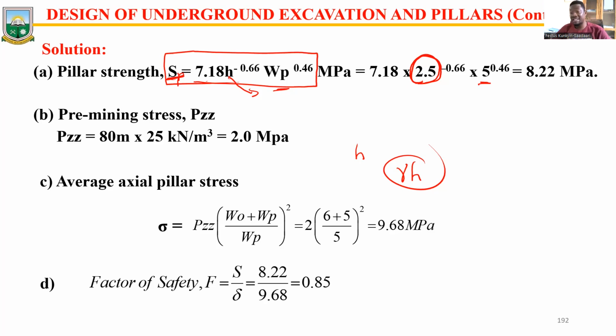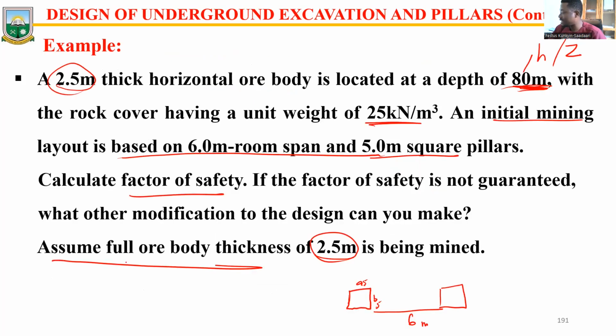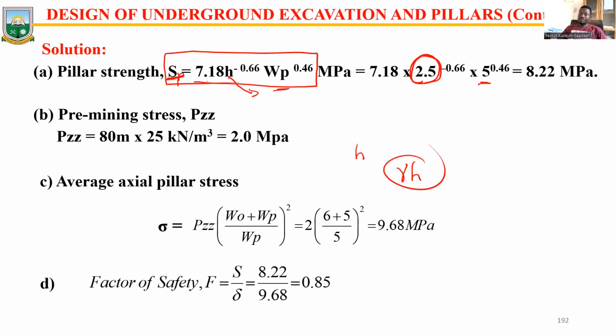This H here is representing the height of the ore body. And once you want to mine the entire ore body at a go, that is why the question emphasized to assume full ore body thickness of 2.5. You are taking it all. Then the height of that pillar is going to be 2.5. And then you have your width of the pillar, which is given to you as 5. And so you have your pillar strength, according to Solomon's, to be 8.22 megapascal.